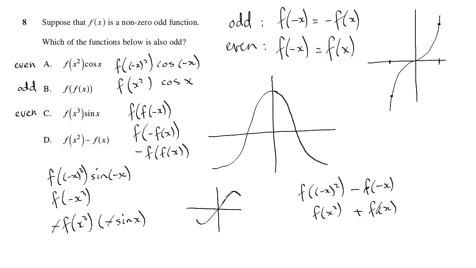Now this doesn't have much of a relationship with this one. Like it's neither of these things. It's not the negative of this, and it's not the same as this. So this one is neither odd nor even. So it's definitely B.